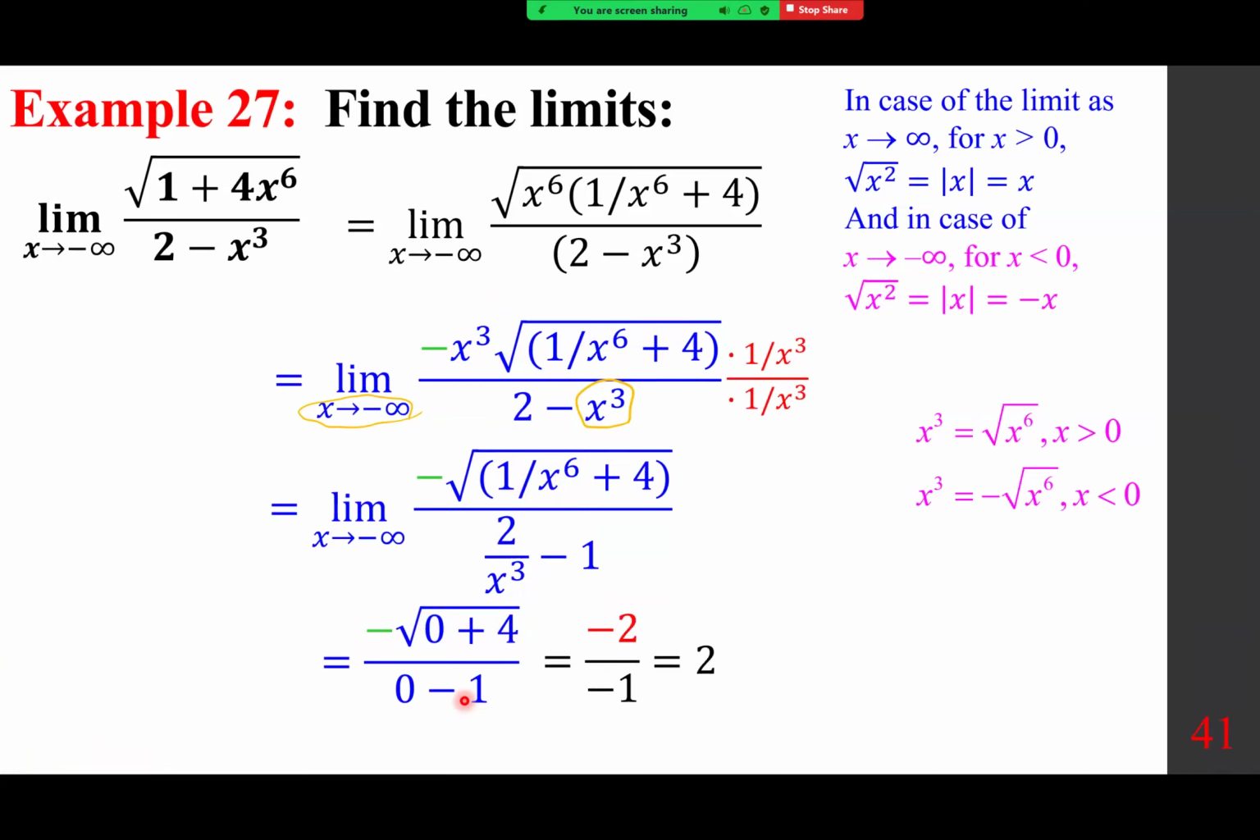So to recap, what happens to this piece when you want to take x to the power of 6 out? If x is approaching infinity, it is x cubed. If x is approaching negative infinity, then it's minus x cubed, according to the definition of an absolute value. Again, this is regarding the square root. If it's a cube root, you don't have to worry about that. Positive comes out, negative comes out.